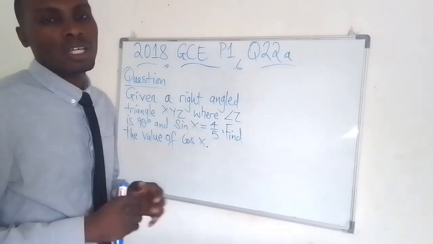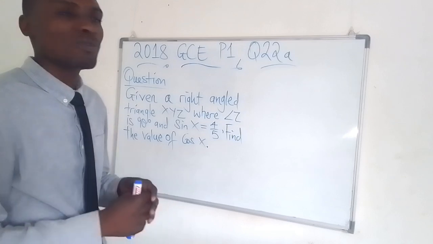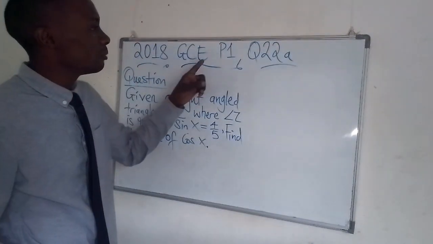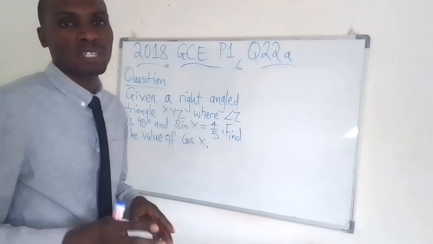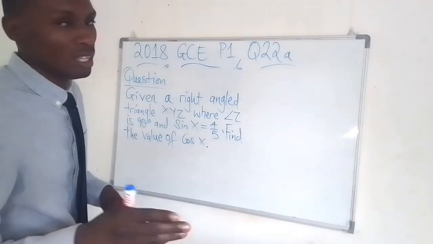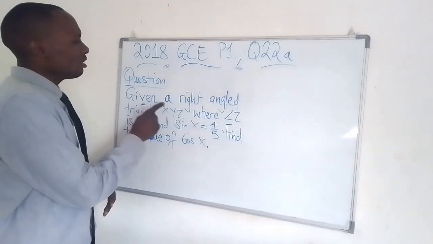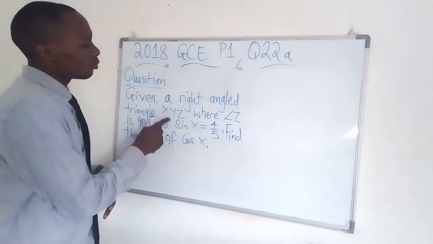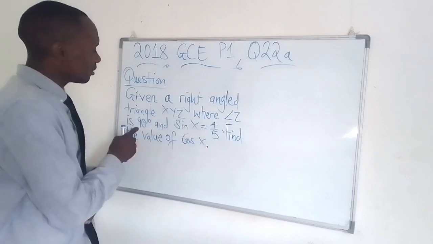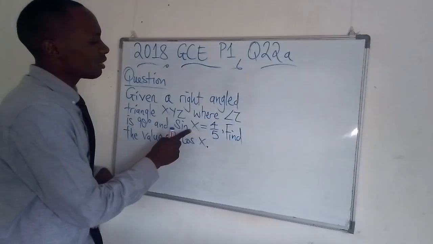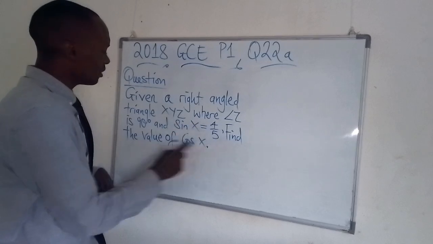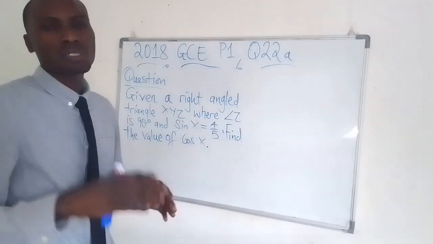In this video, I want us to look at a question coming from a 2018 GCE paper 1. This question was given as question 22a. The question reads, given a right angled triangle XYZ, where angle Z is equal to 90 degrees and sine X is equal to 4/5, find the value of cos X.